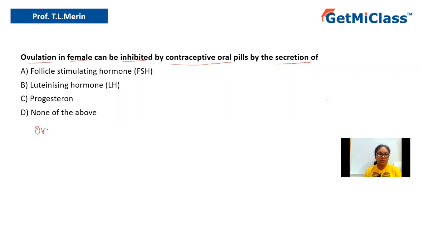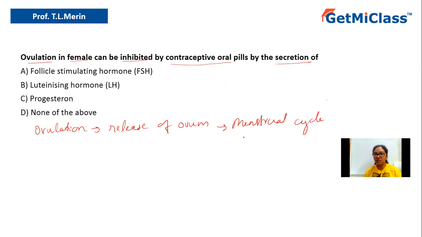So, first of all, what do we mean by ovulation? Let us understand the important terminology given. Ovulation is nothing but release of the ovum. That is what is called as ovulation. And when does it occur? It occurs during the menstrual cycle. During the menstrual cycle, you have four phases, that is menstrual phase, ovulatory phase. So during the ovulatory phase of the menstrual cycle, ovum is released. How? By the rupturing of Graafian follicle.